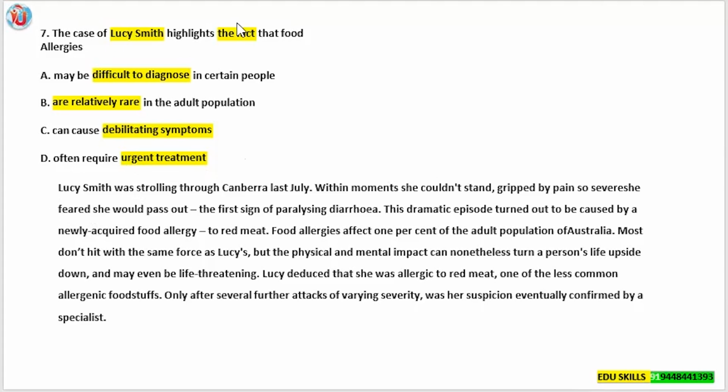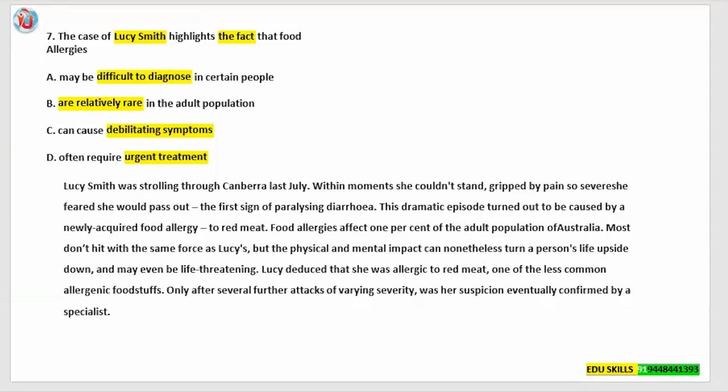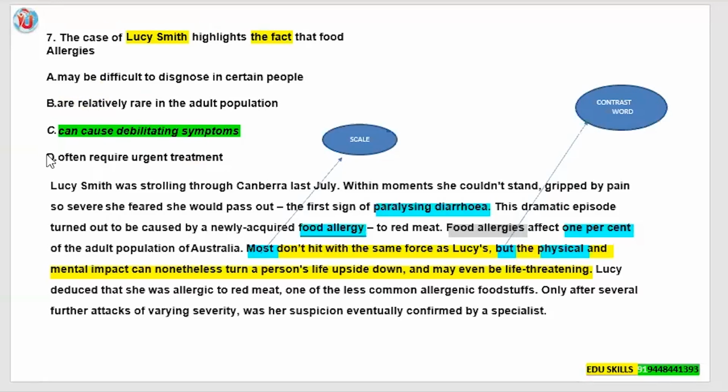ഇപ്പൊ നിങ്ങൾക്ക് ക്വസ്റ്റ്യൻ ടെക്സ്റ്റും ആൻസറും വായിച്ചതിന് ശേഷം ഏതാണ് കറക്റ്റ് ആൻസർ ആയിട്ട് തോന്നുന്നത് പ്ലീസ് ചാറ്റ് ബോക്സിൽ മെൻഷൻ ചെയ്യാം. Now നമുക്ക് കറക്റ്റ് ആൻസർ ഏതാണെന്ന് നോക്കാം. Okay, the correct answer for question number 7 is can cause debilitating symptoms.